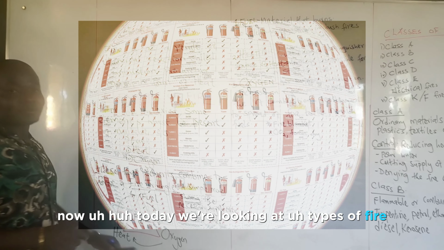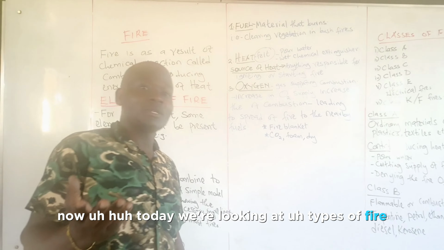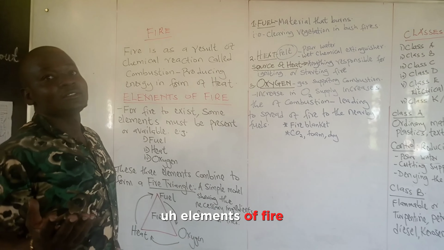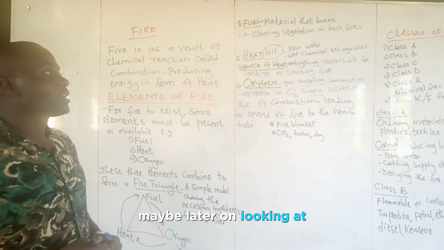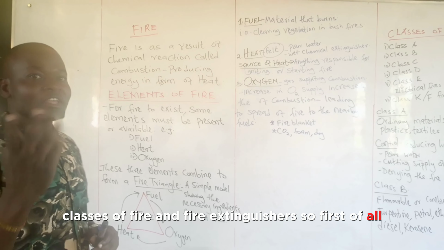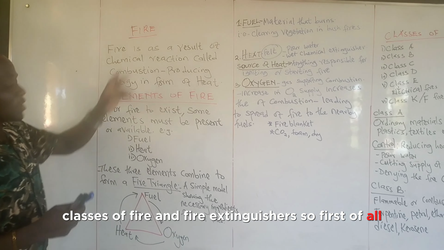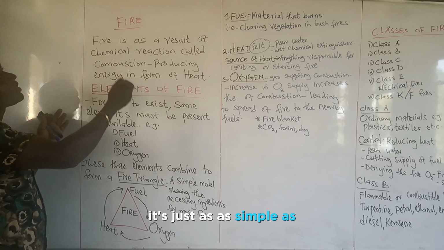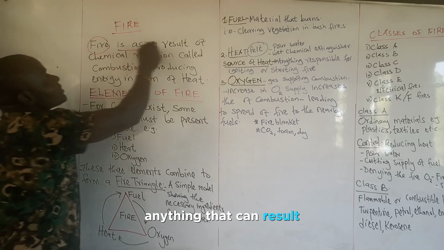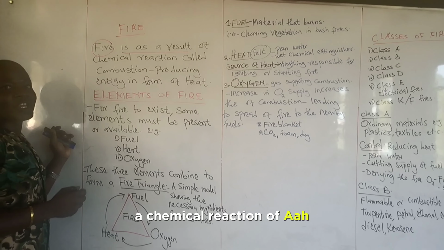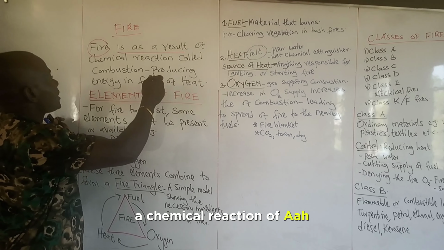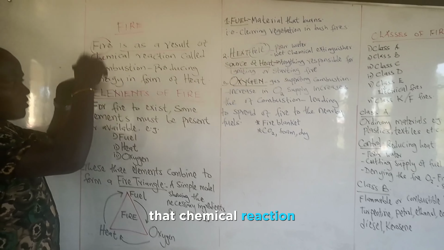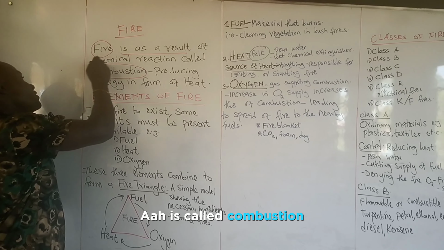Now, today we're looking at types of fire, elements of fire, and maybe later on we shall be looking at classes of fire and the fire extinguishers. So first of all, we need to understand what is fire. It's just as simple as anything that can result from a chemical reaction of fuel, oxygen, and heat. That chemical reaction is called combustion.